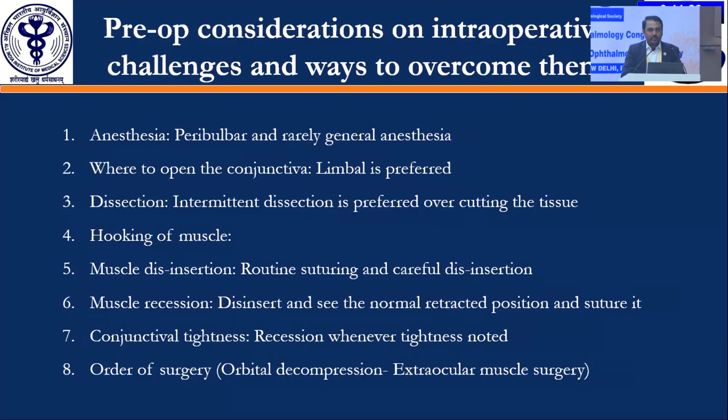So how to operate these eyes? Most often, the majority of the patients are adult patients only. We do it under peribulbar anesthesia, not general anesthesia. As for how to open the conjunctiva, as we said, it is the inferior rectus which is contracted most of the time, followed by the medial rectus muscle.